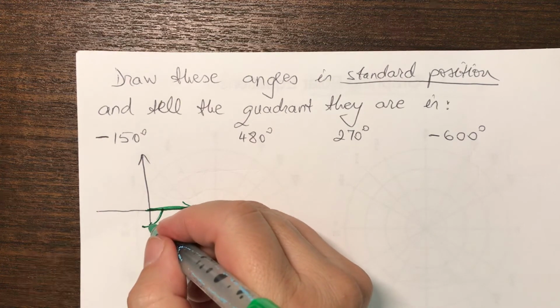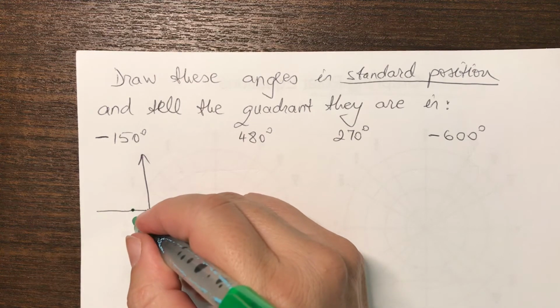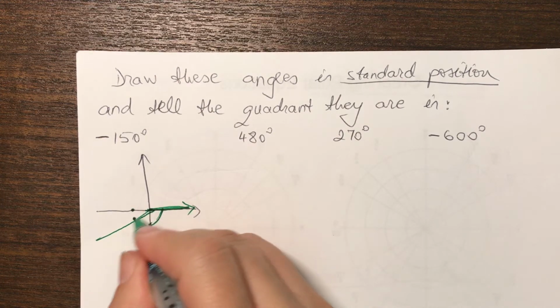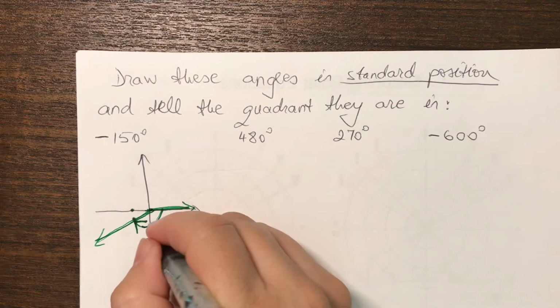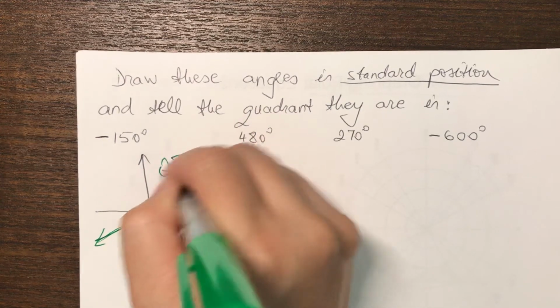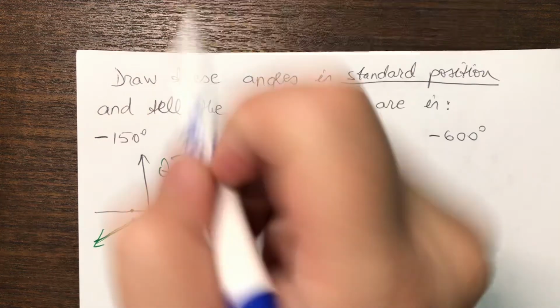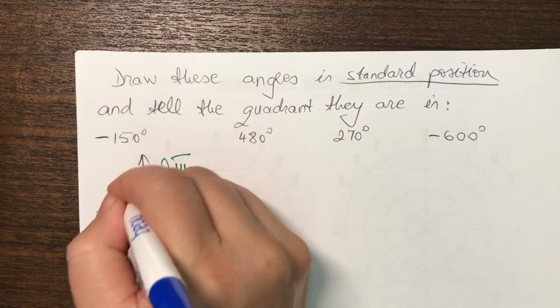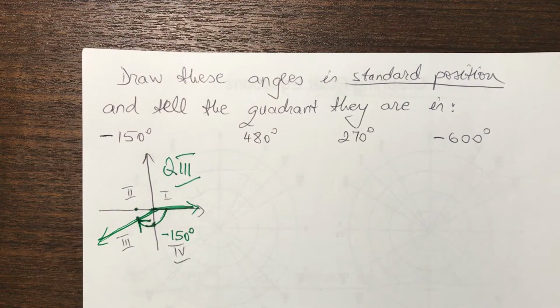Remember, going a quarter of the way, that's 90. All the way here is 180. So 150 is just shy of 180 degrees, right? But we're going in a negative direction. There's your -150, right? Where does it terminate? It's in quadrant 3. So we use Roman numerals for our quadrants, right? This right here would be 1, 2, 3, and 4. This one ends in quadrant 3. What about 480?